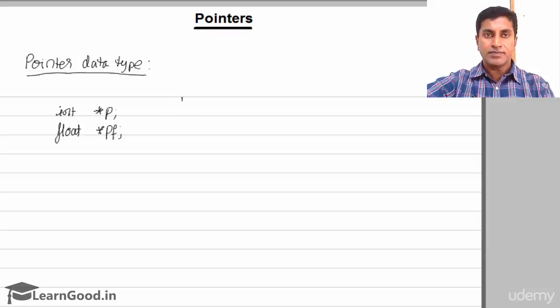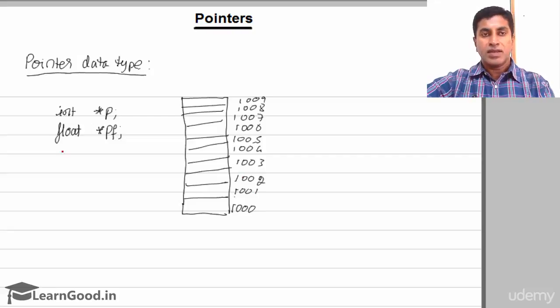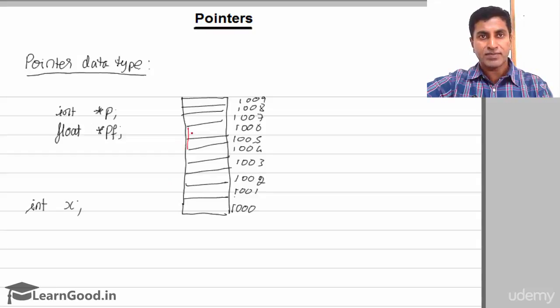Actually, what happens is, now if you take a random access memory here, let's start from a location 1000 as the starting point. So second location is 1001. Now, if I give here int of x, so 2 bytes will be allocated. Let's take here, these are the 2 bytes that have been allocated for integer x.